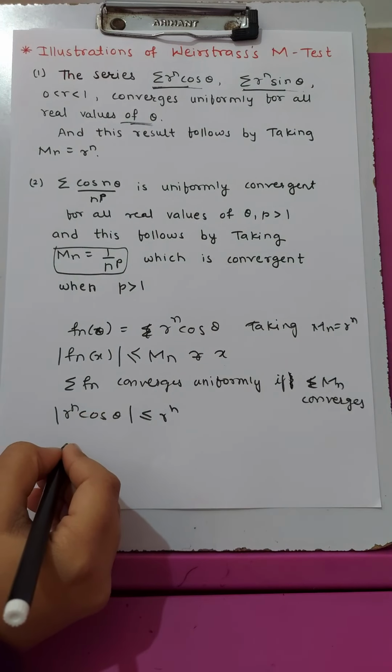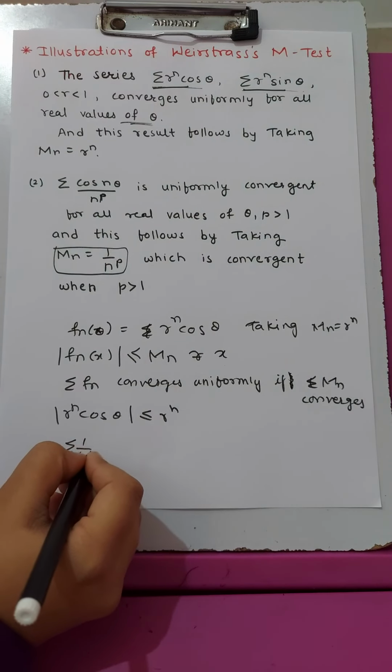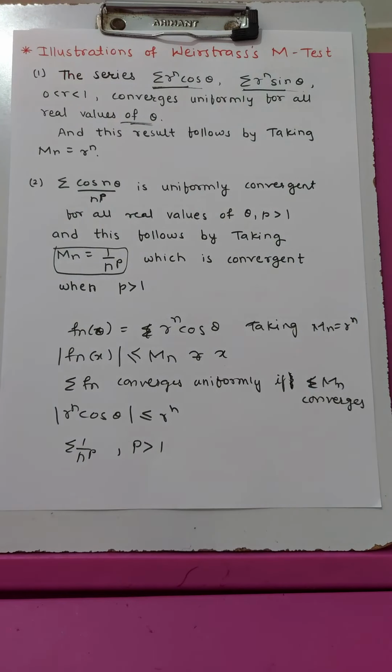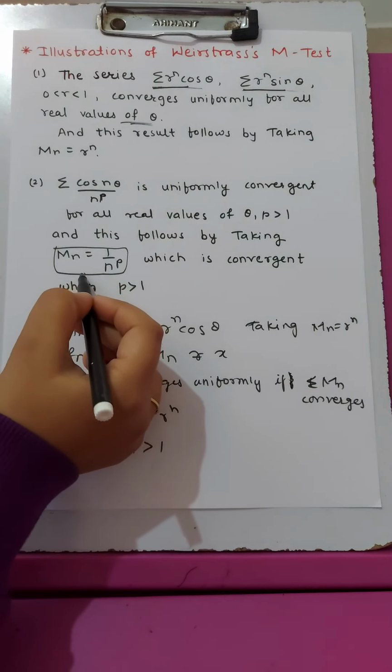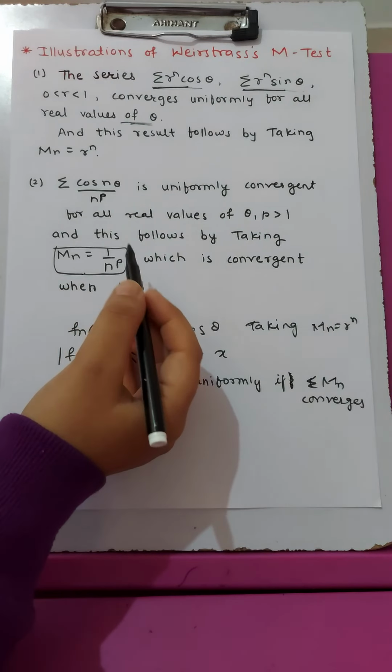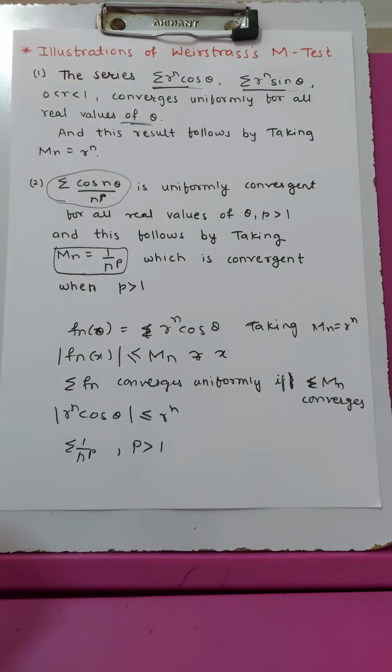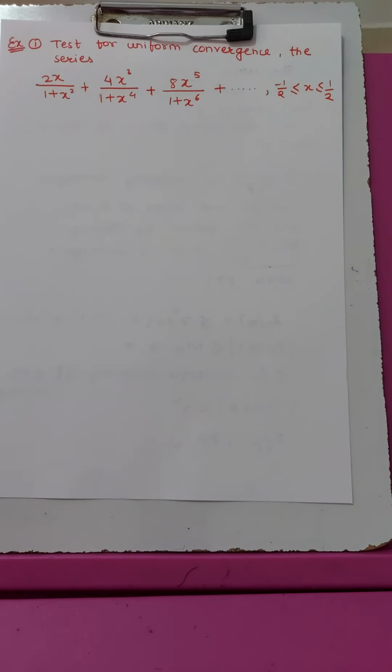We know this series, 1 upon n to the power p, converges for p greater than 1 by the p test. And if this series is convergent, then by the Weierstrass M test this series will also be uniformly convergent. So now we will see some examples based on the Weierstrass M test. So here is the example.